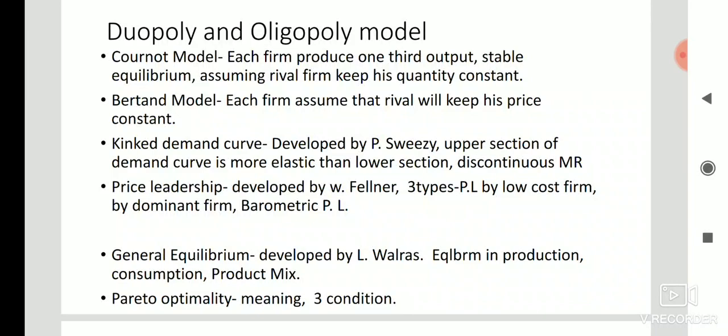So we have completed a discussion of some portion of microeconomics. It is not possible to cover all the portions of microeconomics in a single video, so we will discuss some other portion of microeconomics or some other paper of economics in subsequent videos.